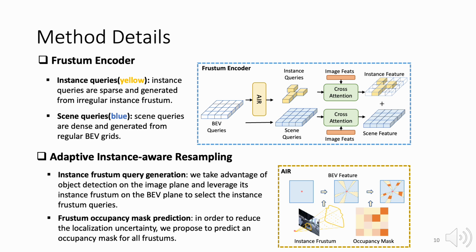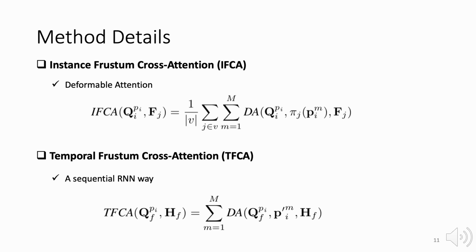Although the instance Frustum provides potential locations for objects, its corresponding area on the BEV plane is often large due to depth uncertainty. To reduce the localization uncertainty, we propose to predict an occupancy mask for all Frustums. The occupancy mask can get supervision from the projection of 3D bounding boxes on the BEV plane. We define instance Frustum cross-attention to compute instance features between instance queries and image features, and temporal Frustum cross-attention for temporal fusion. We adopt a sequential RNN way to fuse the history BEV features.